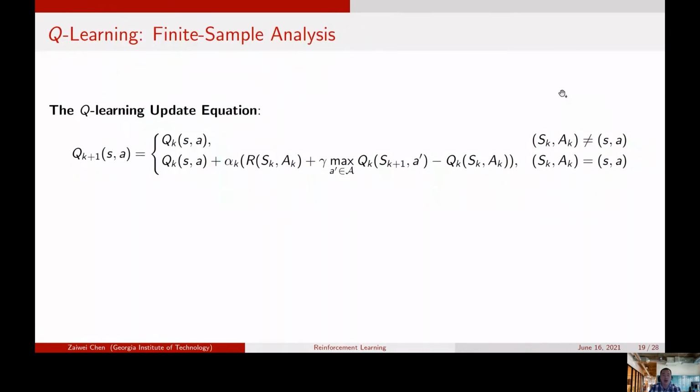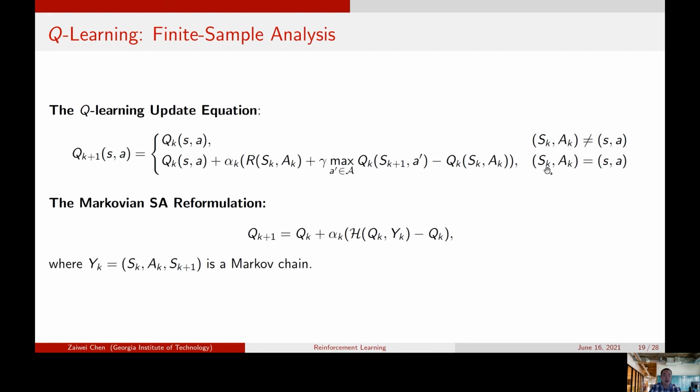Now we have presented the stochastic approximation result for arbitrary norm contraction. We use it to study the Q-learning algorithm. Recall the Q-learning update equation. In each iteration, the state-action pair that is visited by the Markov chain is updated according to the formula here. We said that Q-learning can be modeled as a Markovian stochastic approximation algorithm. This is the formulation, and we have the H operator here. Yk is a random process, which is a Markov chain, and it's defined to be the triple Sk, Ak, Sk plus 1. We have seen all of this earlier.